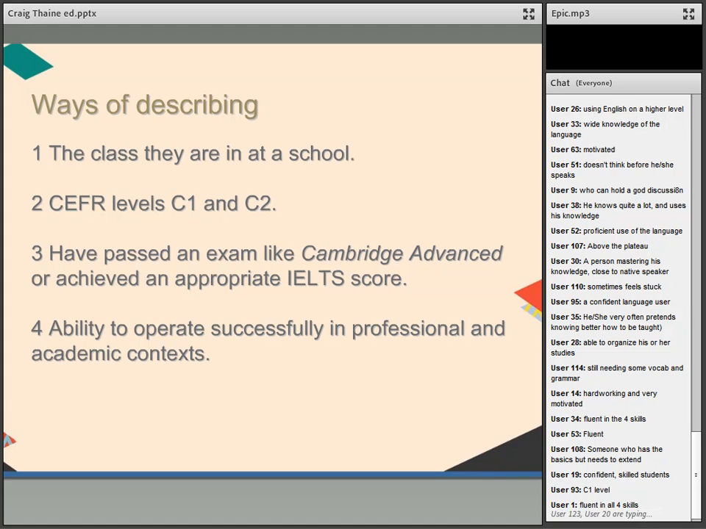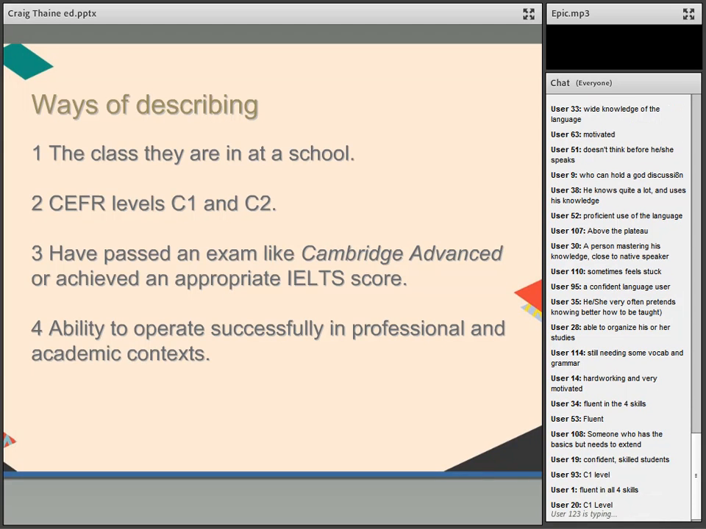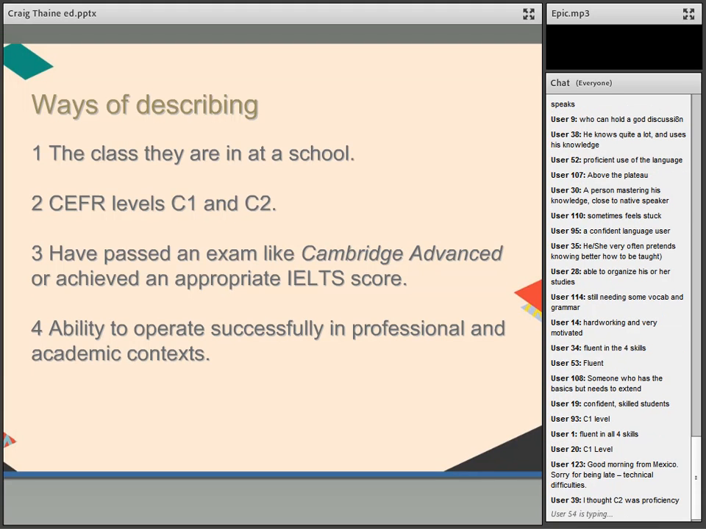Quite a few of you have referred to the CEFR levels, and that now I think is quite a common way of defining an advanced learner, that they are at C1 or C2 level. That is their language level of competence. Some of you have also mentioned exams, so CAE or Cambridge Proficiency, or it could be an appropriate IELTS score, which, I guess, for advanced would be around about 6.5 to 7.